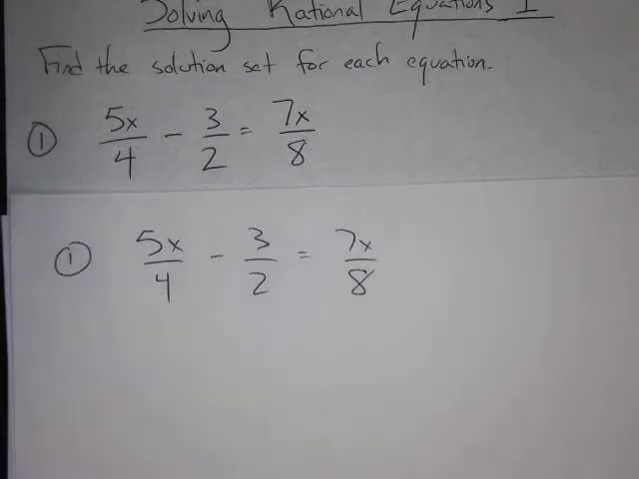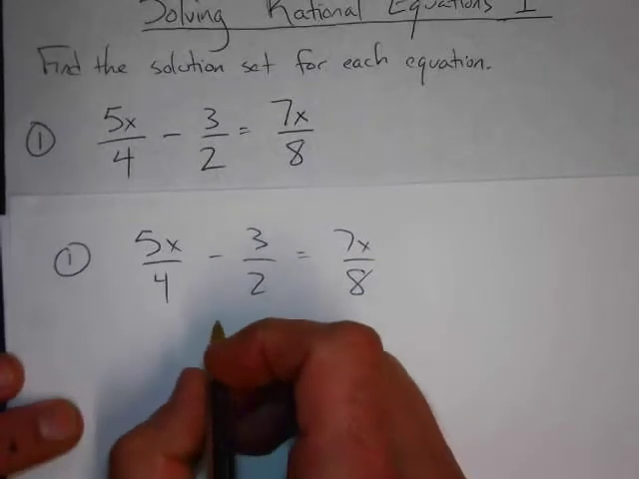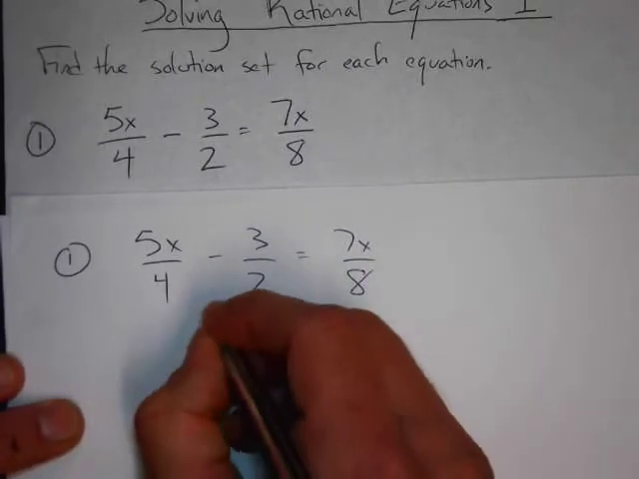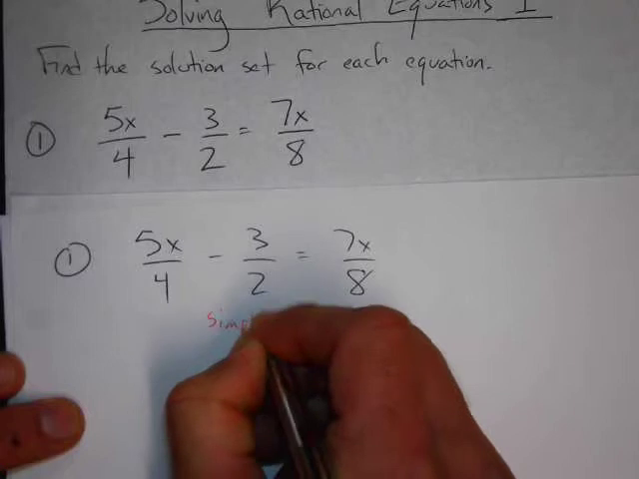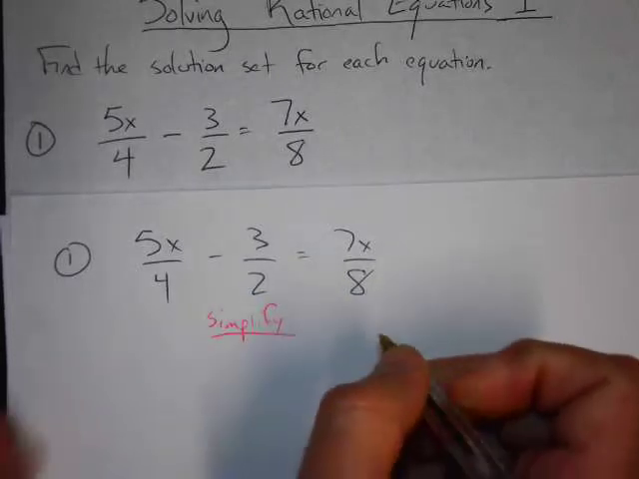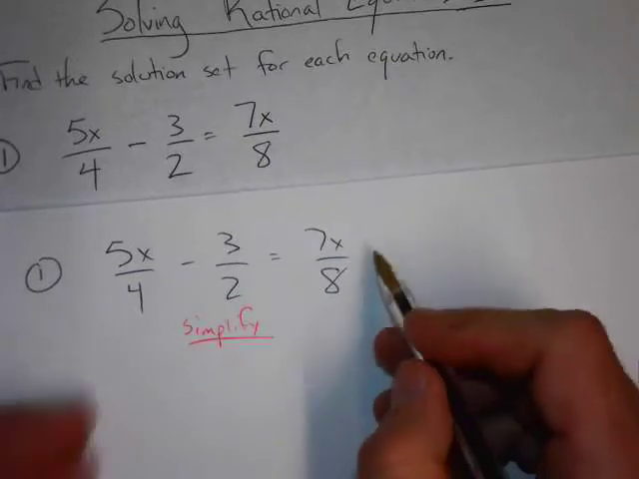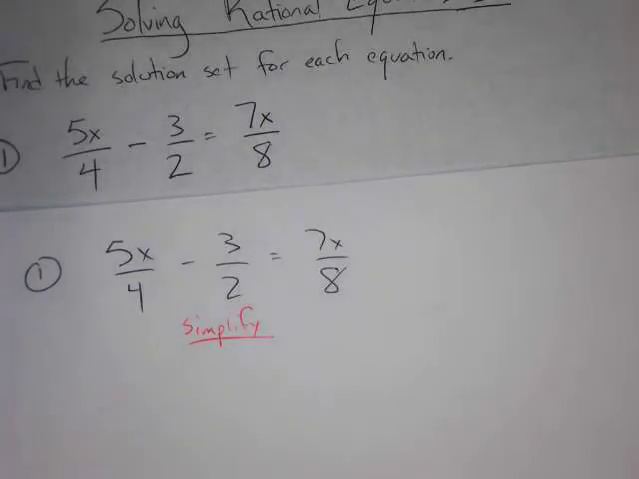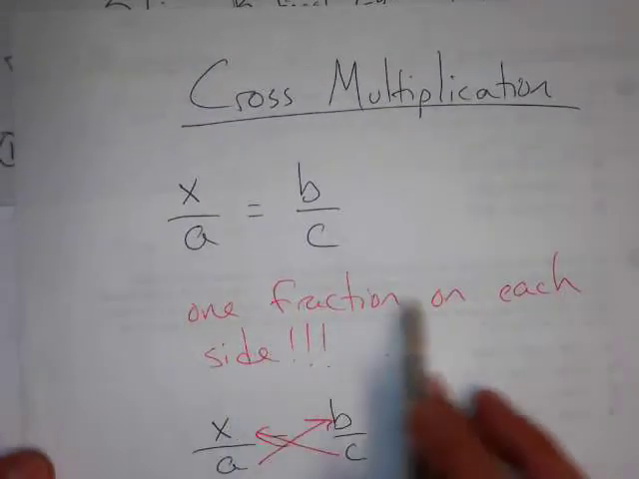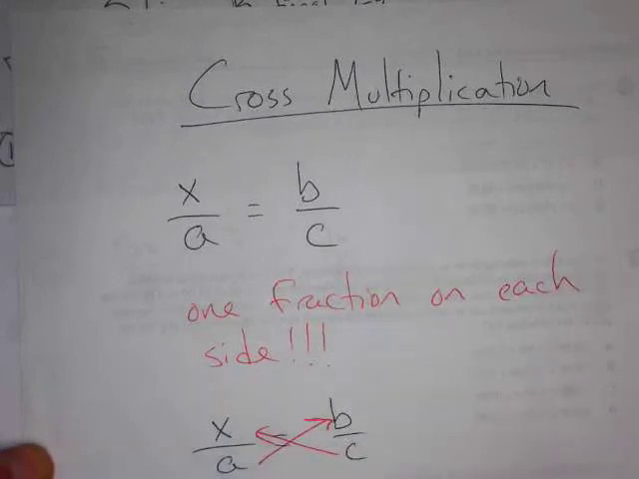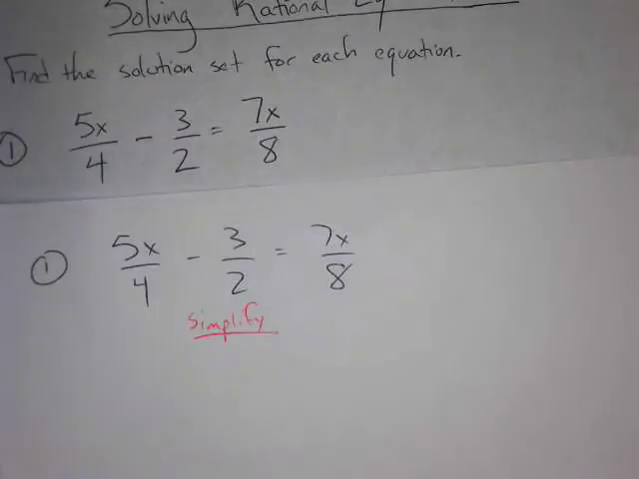The first way I'm going to do it is to simplify first. I'm going to simplify my fractions first. I'm going to simplify the left-hand side because I already have one fraction over here. And remember how cross multiplication works: you want one fraction on each side. So I already have one fraction on the right. Let me get one fraction on the left.